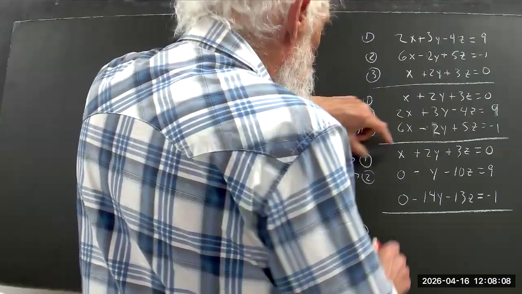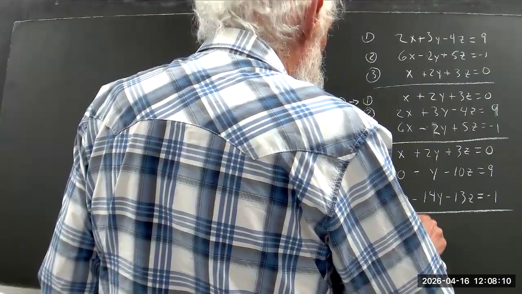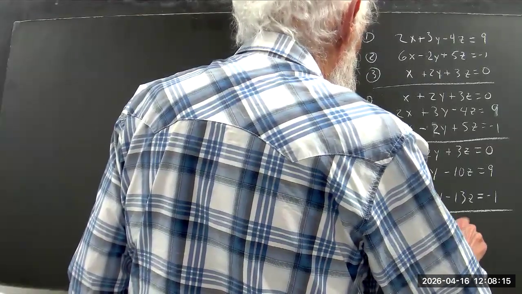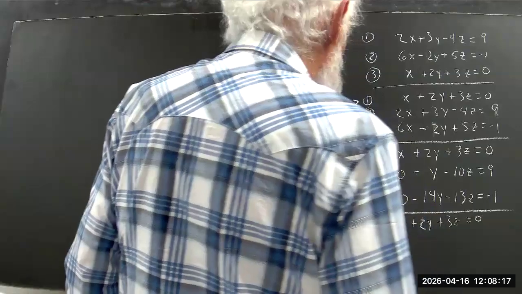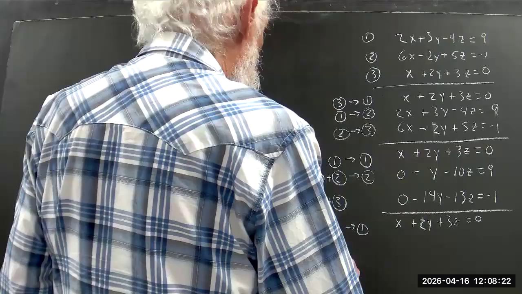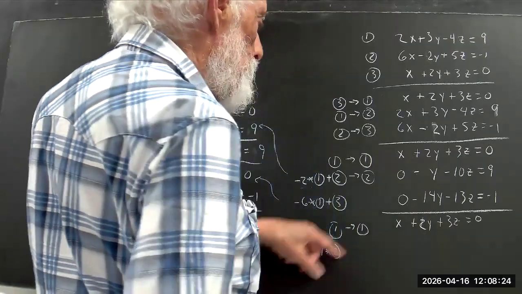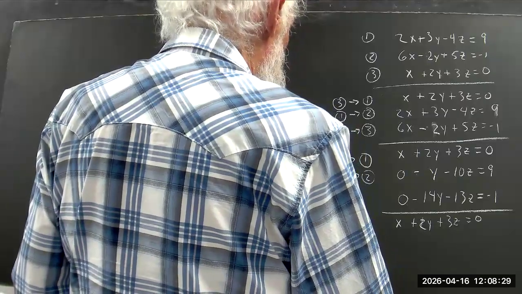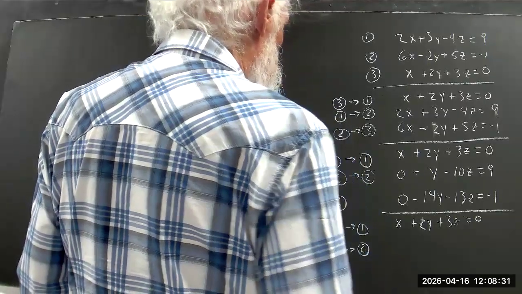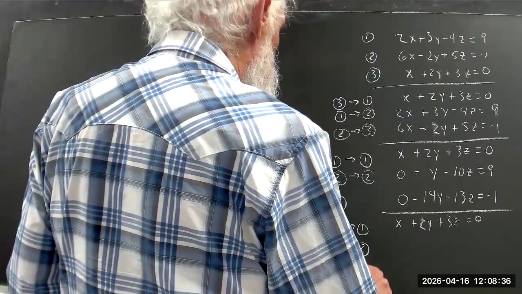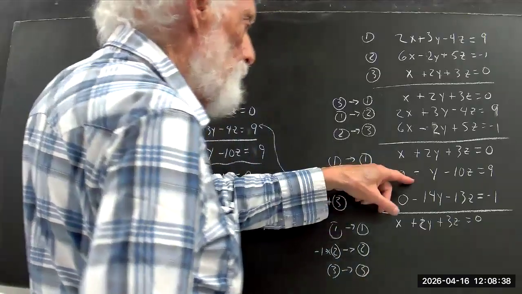First of all, I'm going to copy down my first equation. I'm not going to change it right now. My second equation, I take negative 1 times my old second equation, and that becomes my new second equation. And my third equation is still my third equation. So the only equation I'm going to change is the second.